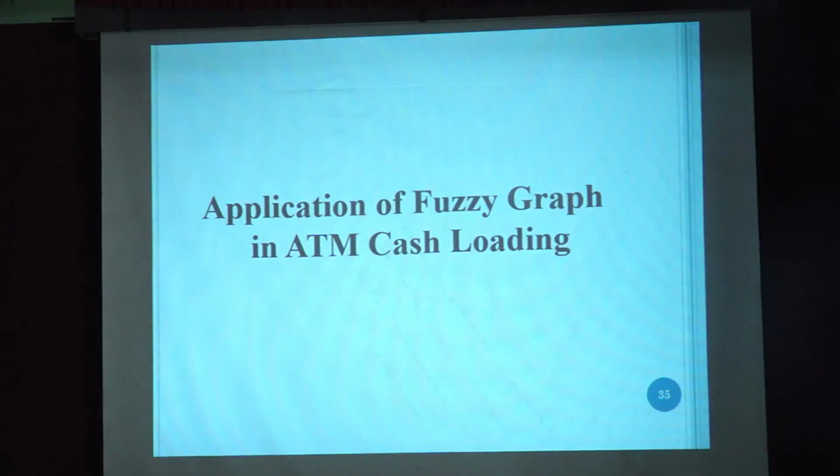So first, to find the minimum distances, you convert all your values to fuzzified values. That is, you have all your weights in kilometers, and you convert that to fuzzified values, that is, 0 to 1. Then you use Kruskal's algorithm, or you can use any other algorithm to find your minimum distances.